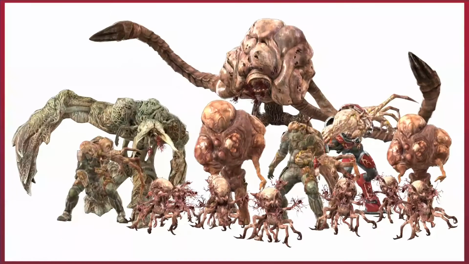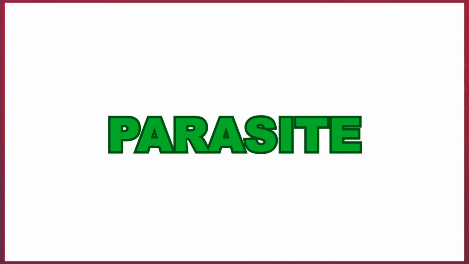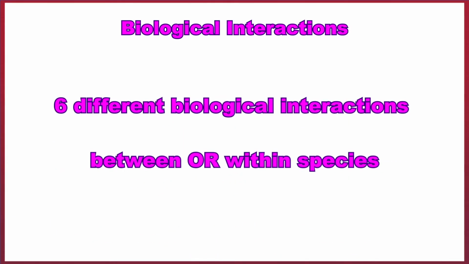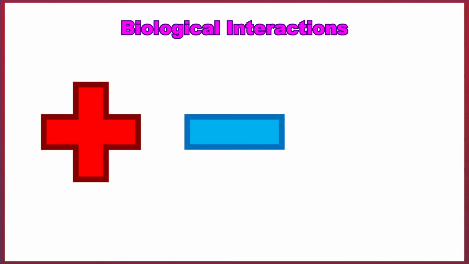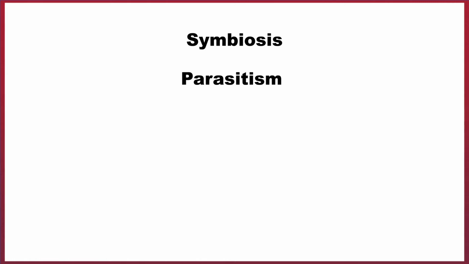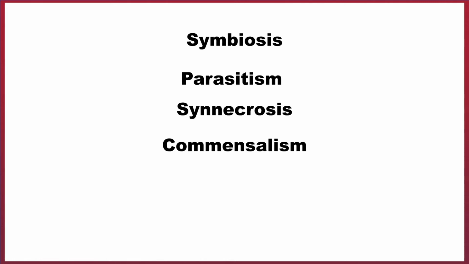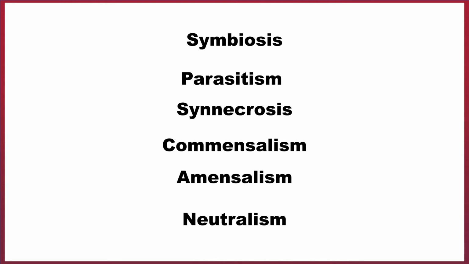So, we know the Flood are parasites, but what does that actually mean? Well, there are six different types of biological interaction that occur between species, dependent on if the impacts are positive, negative, or neutral between individuals. And these are mutualism, symbiosis, parasitism, commensalism, amensalism, and neutralism.